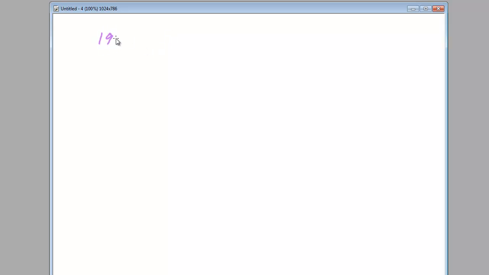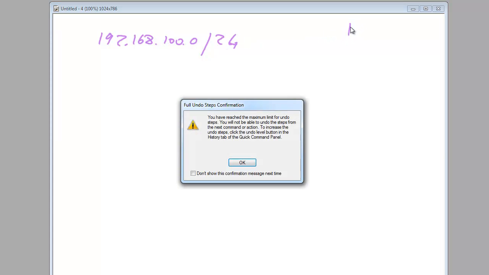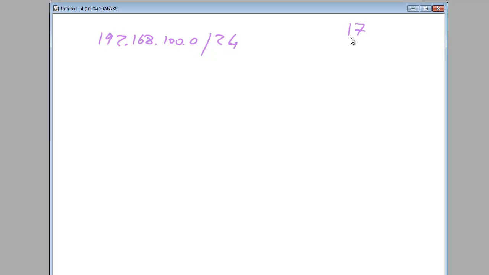Just to make sure we are on the same page, 192.168.100.0. I am going to assume you know what a subnet mask is, and you know how to divide an IP address like that into, for instance, 17 networks or 17 hosts. Okay, that's what I call basic subnetting skills. What I am going to show you is how to speed it up.